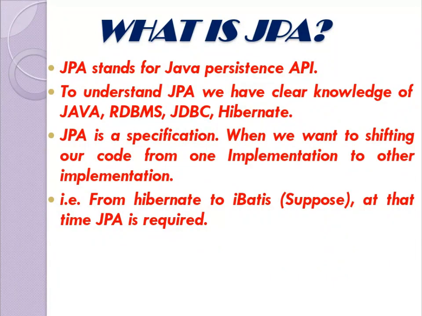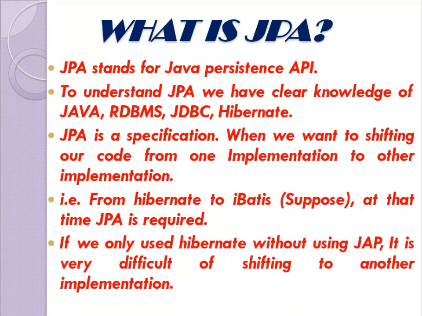If we use JPA, it is a layer over the ORM tool. We are not configuring the individual ORM tool in our application. We just configure JPA, and JPA internally handles the ORM tool. So we can easily move from one ORM tool, Hibernate, to another ORM tool like iBatis. If we only use Hibernate without JPA, it is very difficult to shift to another implementation.